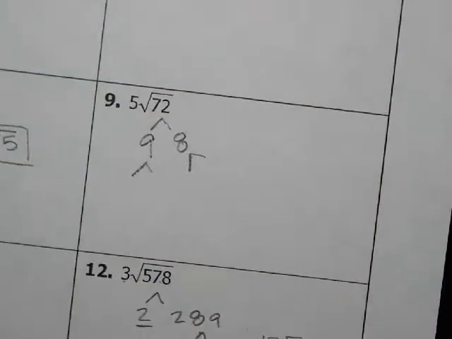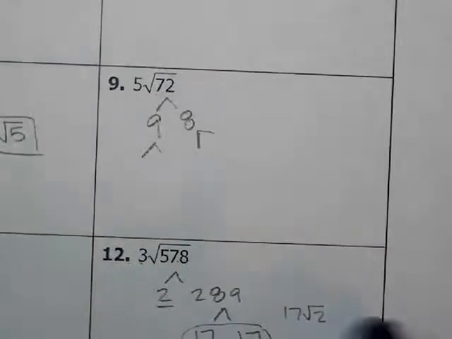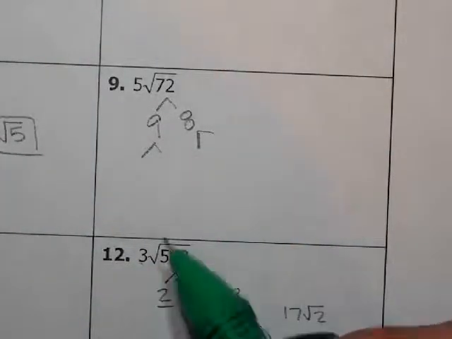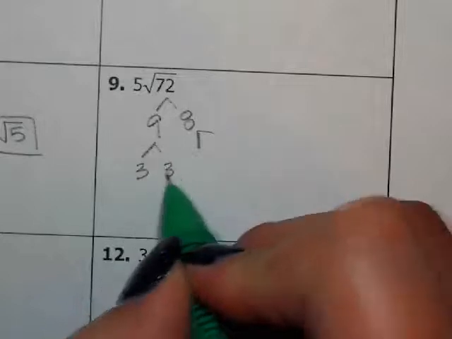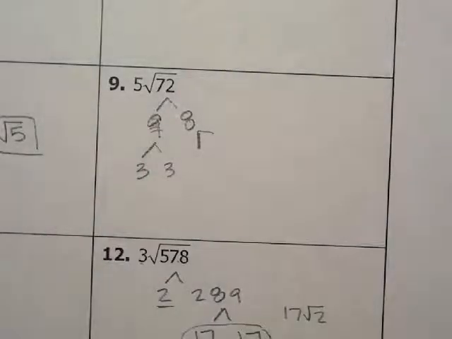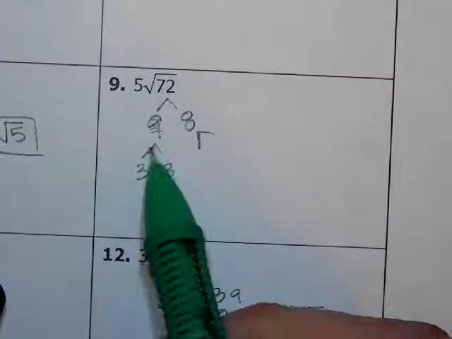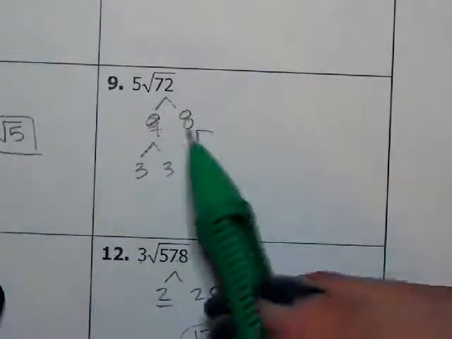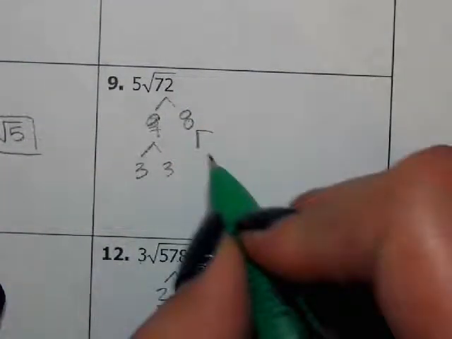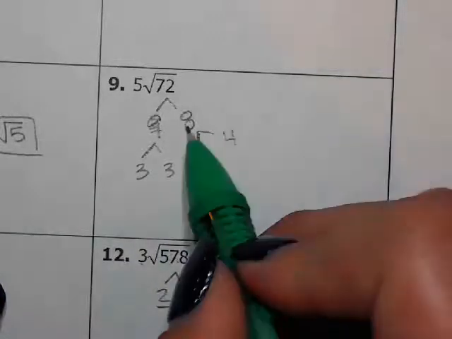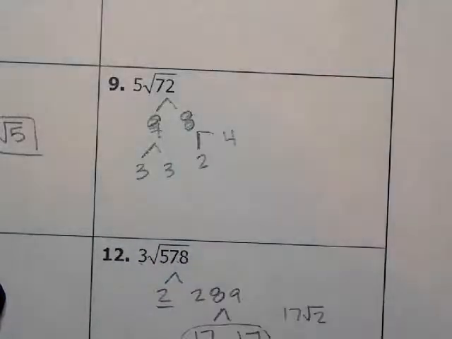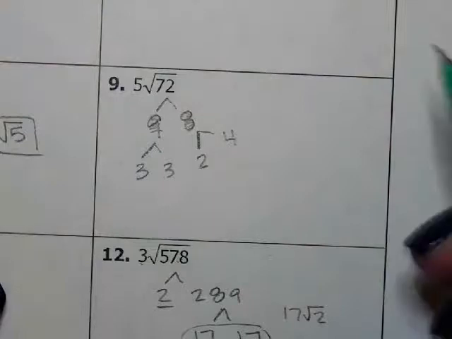All right, 9 is 3 and 3. All right, and what about 8? Did you like that sound effect? 2 and 4. Okay, and when you do it, you have to make the sound effect. So I expect that next time. Okay, and then what about 4? 2 and 2. Okay, don't forget the sound effect.